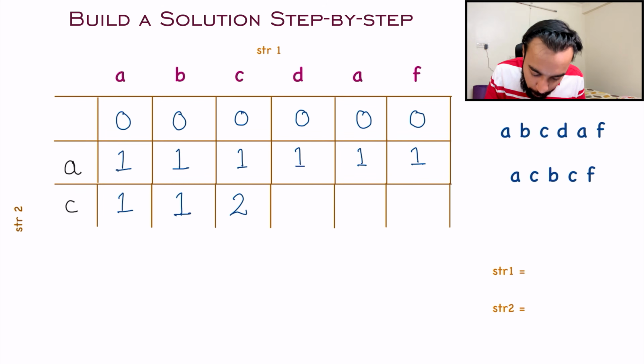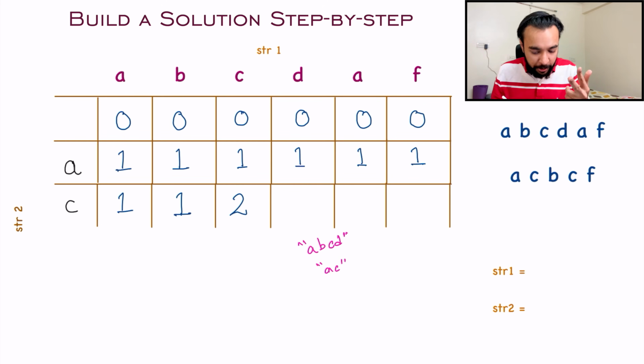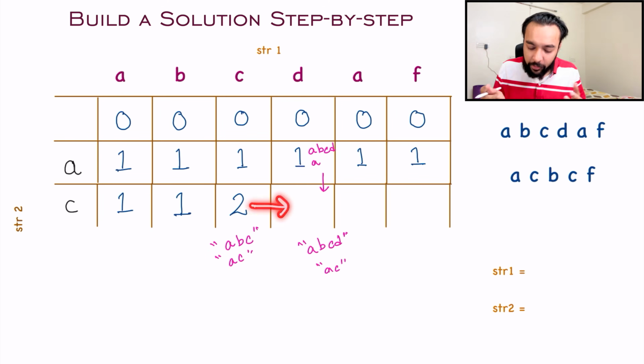This time you have to populate this block here, right? And what does this represent? This represents ABCD and AC, correct? And how can you come here? You can come here from two possible scenarios. Either your strings were ABCD and A, so you come down, or your strings were ABC and AC and then you add a D to arrive over here.